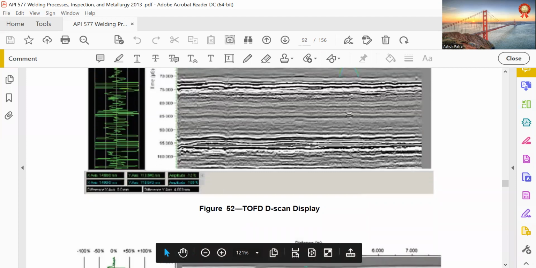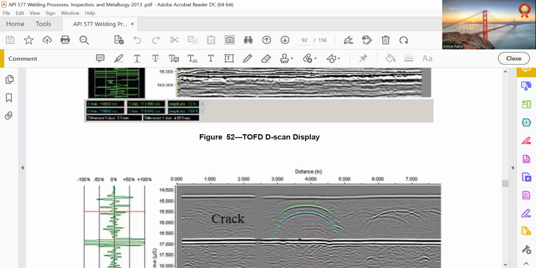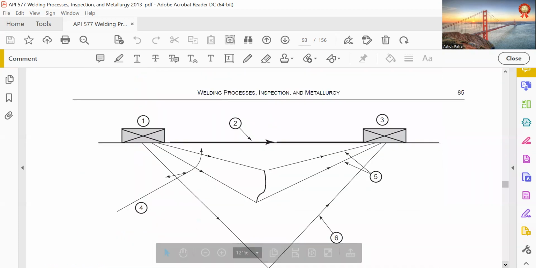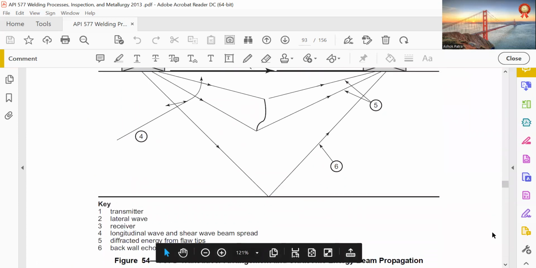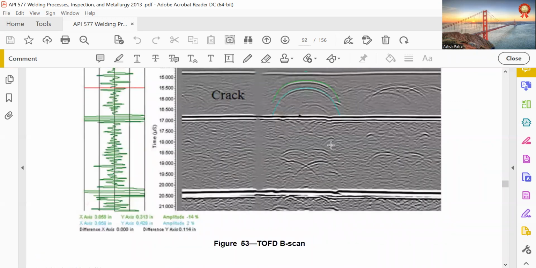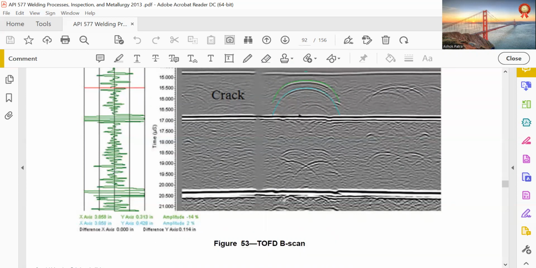You have the D-scan display. Still it is not good because it can be slightly filtered. This is the crack tip. This is the initial direct pulse, and this is the final backwall echo, and this is the crack tip. If anything comes in between, that is a crack tip. And this is the initial pulse, this is the second pulse, this is the third pulse. This is the first backwall echo, and this is the second backwall echo.